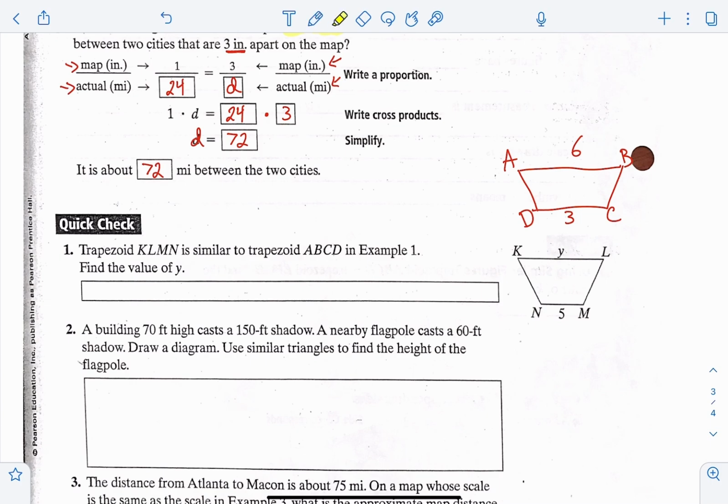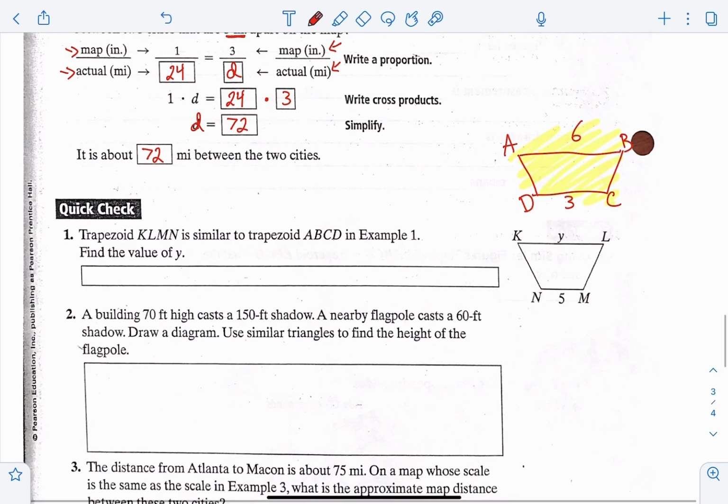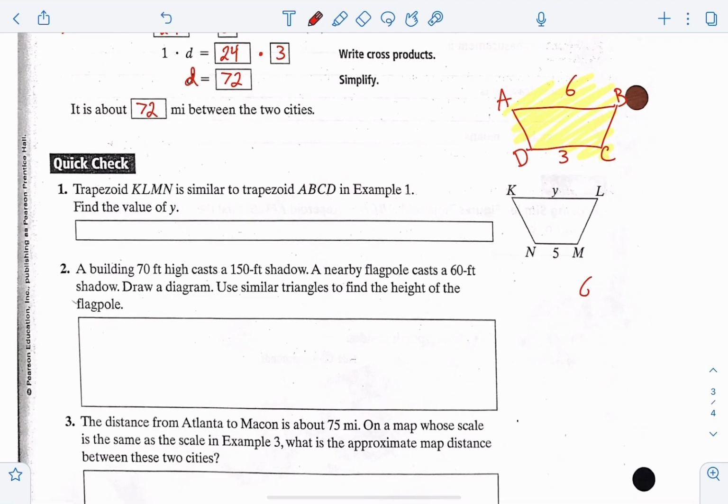Okay, so I chose to use this trapezoid for the top of my fractions. So I set it up where I had, I'm going to do it off to the side over here, 6 over y, because those are the same side from the two pieces, equals 3 over 5. So again, 6 came from this one, over y, which came from the other shape. 3 came from this one on the top, 5 came from the other shape. So you just have to make sure that 6 and 3 are both on top, y and 5 are both on bottom. Then you can do your cross products.